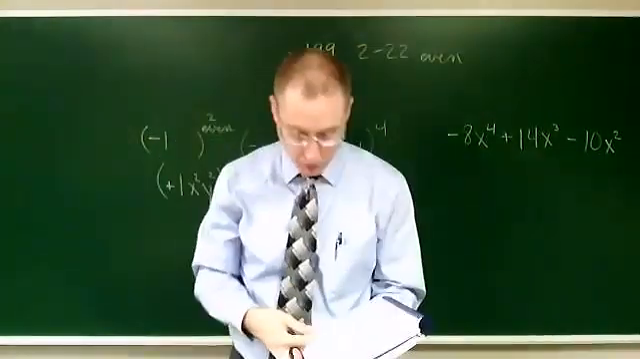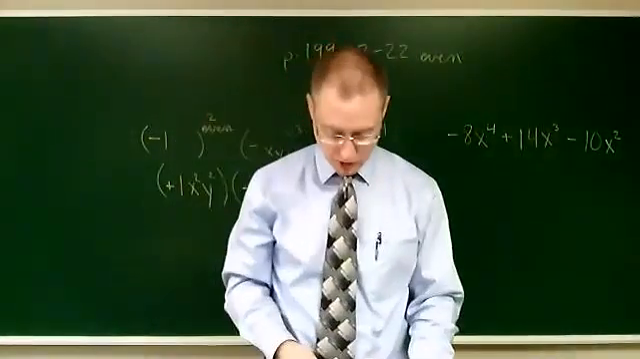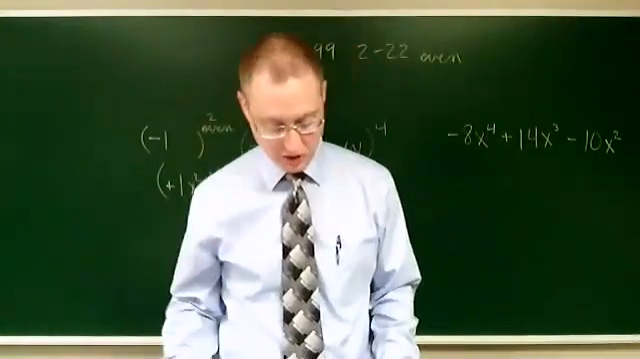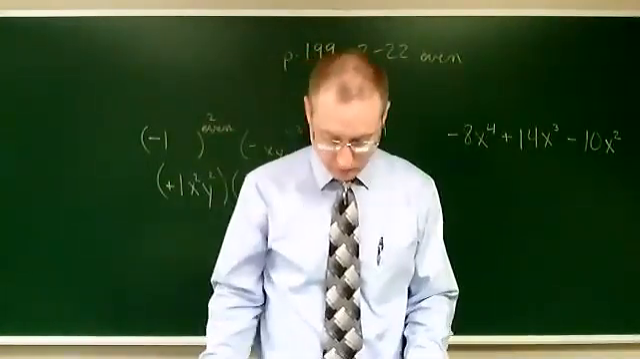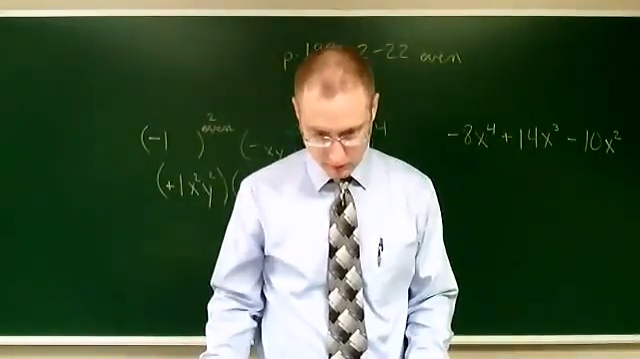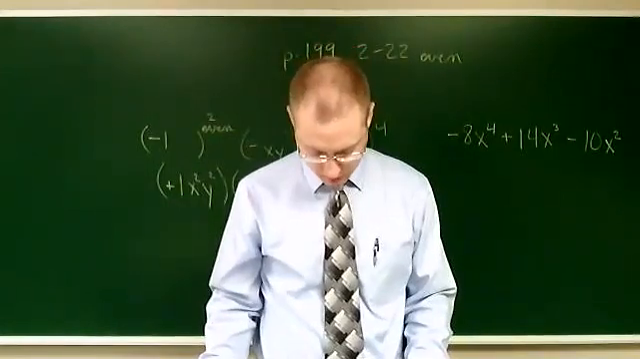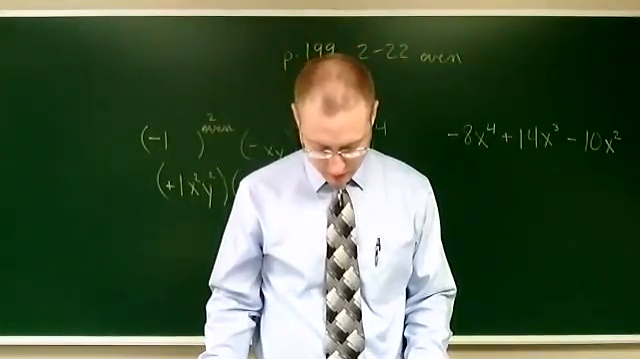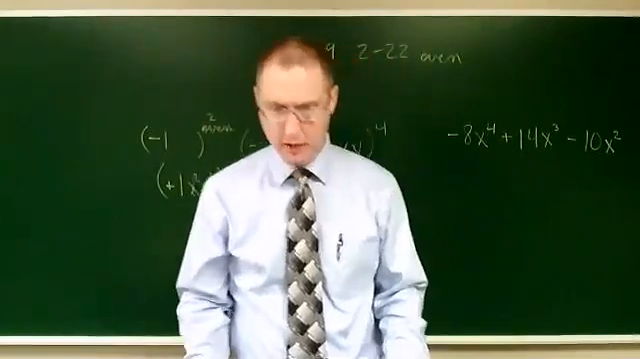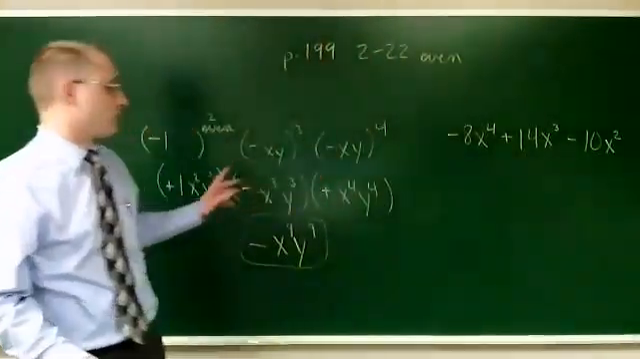All right. And number 22, let's come back to Noah. When you distributed the 3x squared, what did you get? 3x to the 4th, negative 3x cubed, negative 18x squared. Excellent job there.